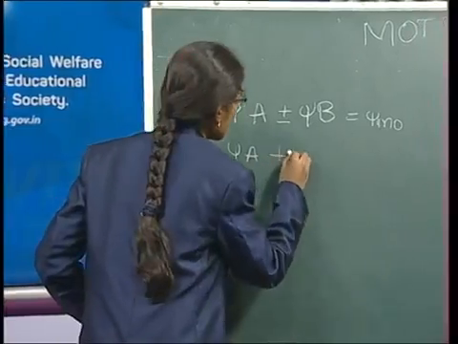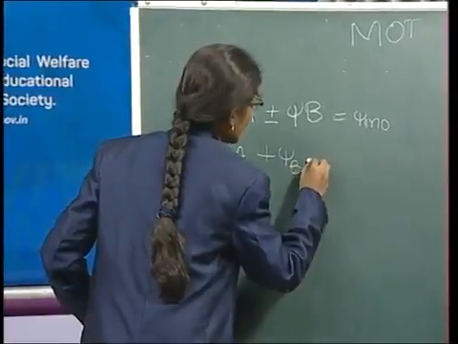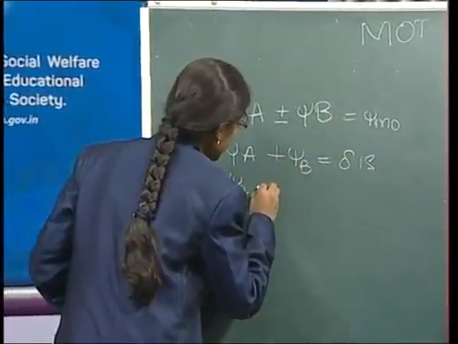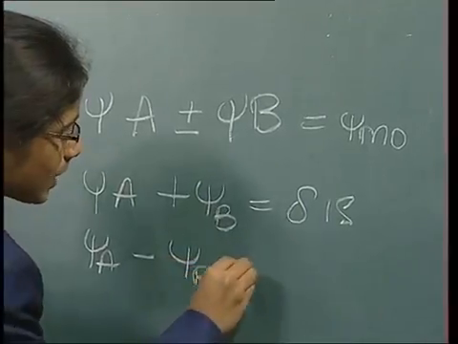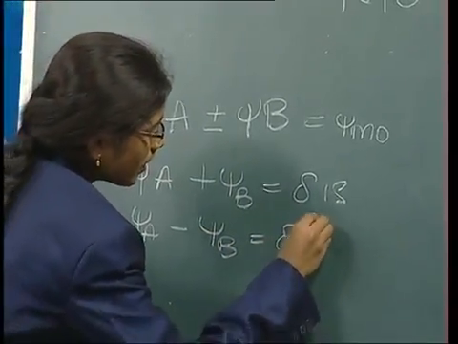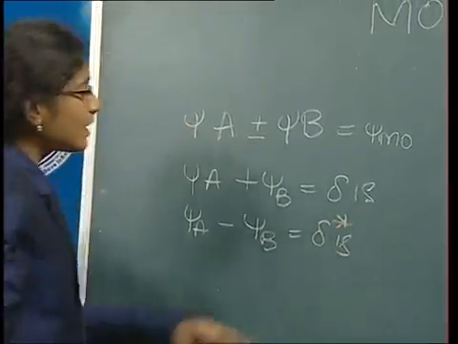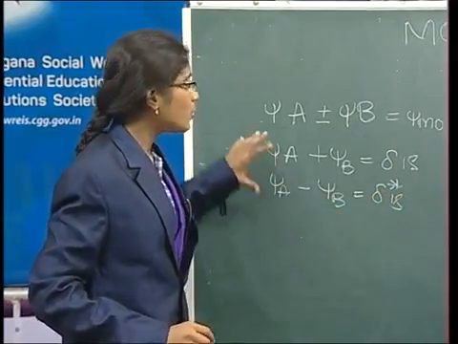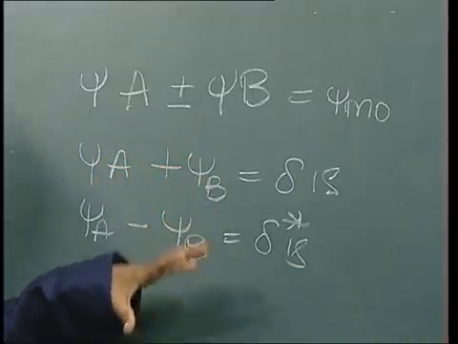due to constructive interference, the bonding molecular orbital is formed. Due to destructive interference, the anti-bonding molecular orbital is formed. Here the asterisk indicates the anti-bonding orbital. Okay, I hope that you understand the linear combination of atomic orbitals.